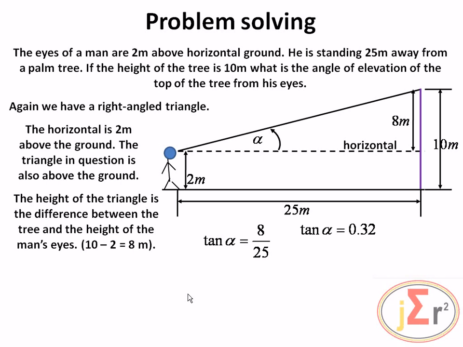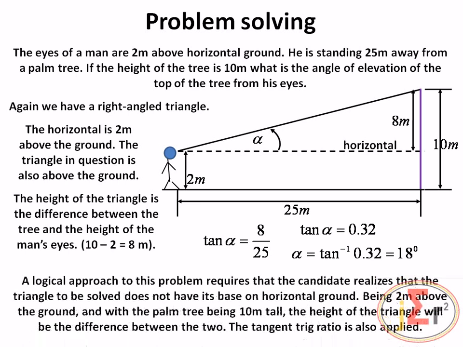If we have the tangent of the angle and we need to find the angle, we do tan inverse. Right, so that gives us 18 degrees. Tan inverse of 0.32 is equal to 18 degrees. And that's the angle of elevation.